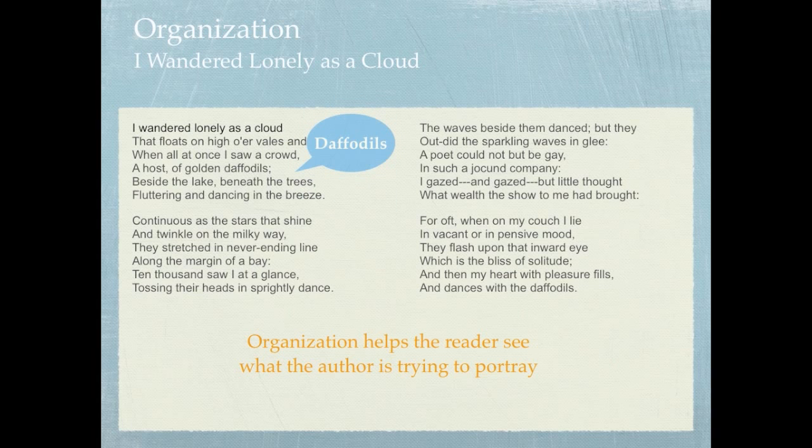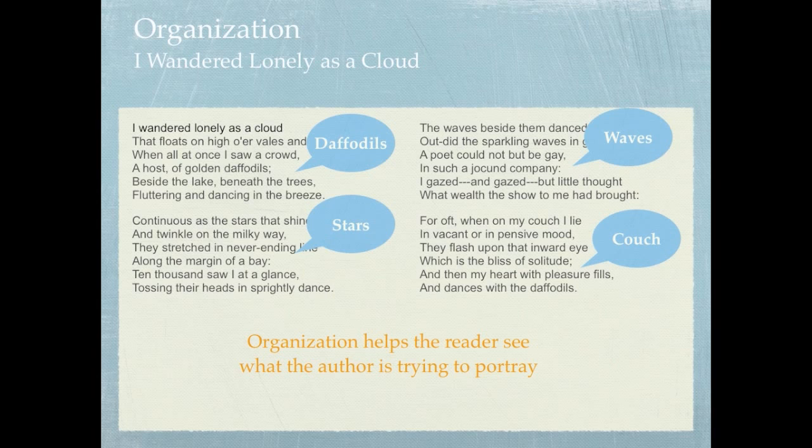One of the choices he makes here is organizing this by scenes. In the first scene, we see daffodils. He's showing us the daffodils, the crowd of daffodils. In the second stanza, he's showing us the stars. In the third stanza, he's showing us the waves. And in the last stanza, he's showing us himself on the couch.